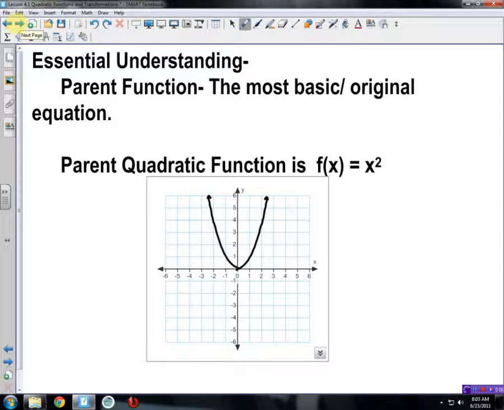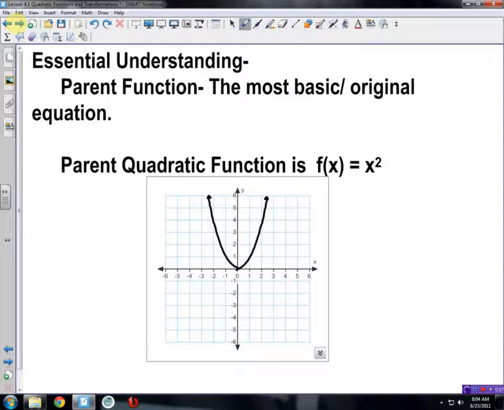Now, a parent function is the most basic type of an equation. It's the very most simplest. The parent quadratic function is f of x equal to x squared. There's nothing out here, and there's no a value in front of it. It's just the x squared. It's the basic parts that we need. Now remember I said that we need that squared to make it a quadratic. Well, that's basically all it has. It has just enough to make it a quadratic and no more. So that's the basic type.